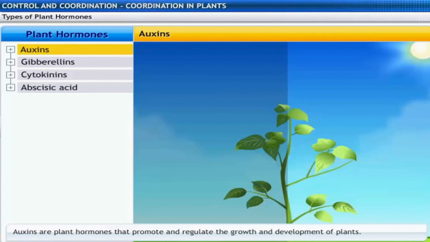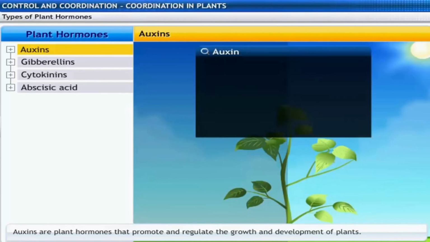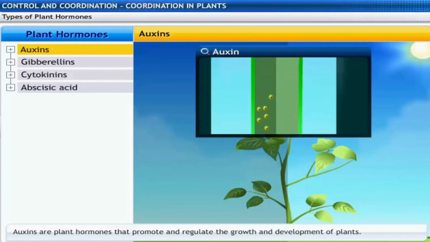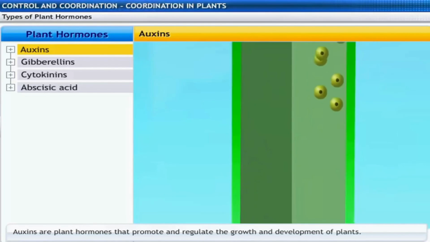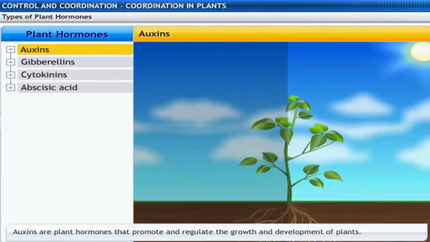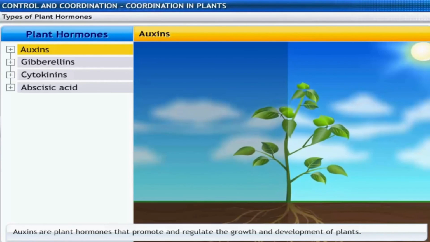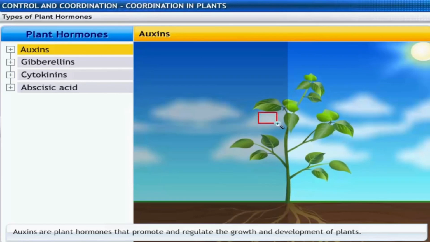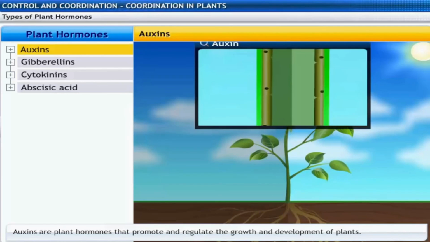When one side of the plant is exposed to light, auxin diffuses towards the shady side of the shoot. This concentration of auxin stimulates the cells to grow longer on the side of the shoot which is away from light. Thus, the plant appears to bend towards light. They also promote cell enlargement and cell differentiation in plants.